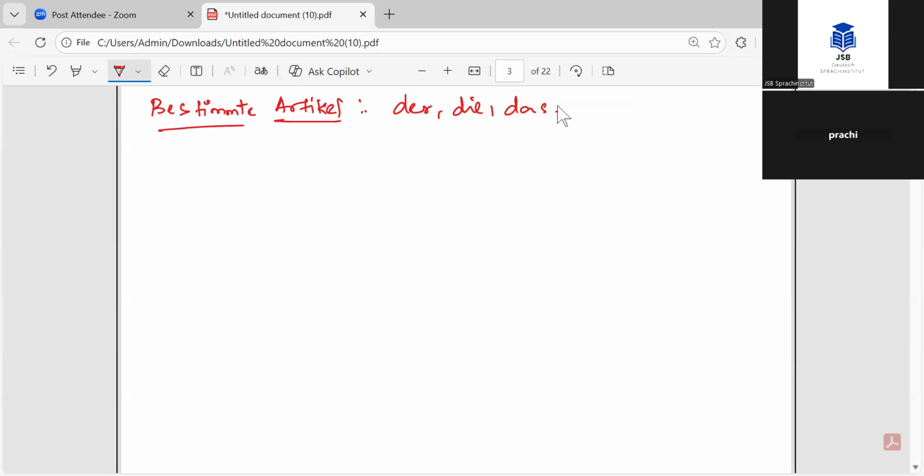Now, how do we use it in the sentence, and how does the article change? For example, the Kasus. First one is the nominative, accusative, dative, genitive. Okay, in the nominative, masculine.